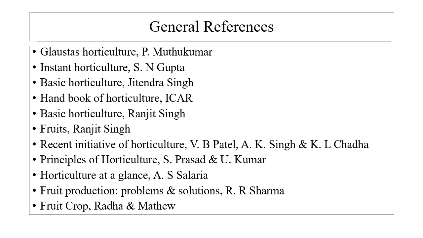And in general, these books are good for reference: Gopalakrishnan's Horticulture, Instant Horticulture, Basic Horticulture by Jitendra Singh, Handbook of Horticulture by ICAR, Basic Horticulture by Ranjit Singh, then Fruits, Recent Initiatives in Horticulture, Principles of Horticulture, Horticulture at a Glance, Fruit Production: Problems and Solutions by R.R. Sharma, then Fruit Crops by Radha and Mathew.